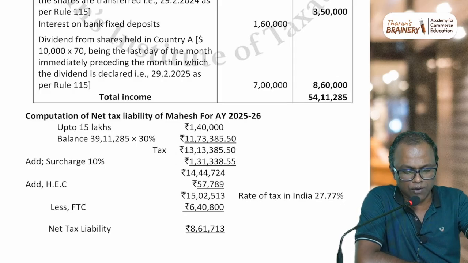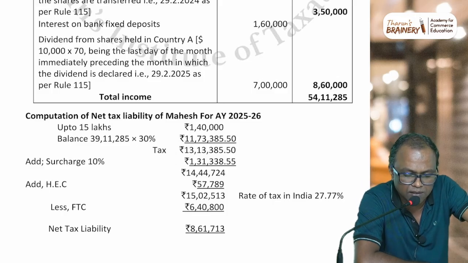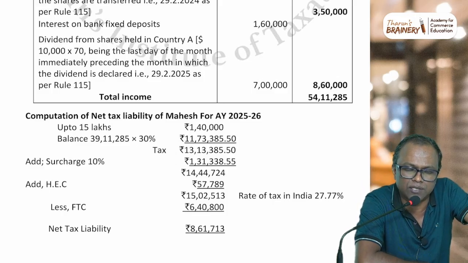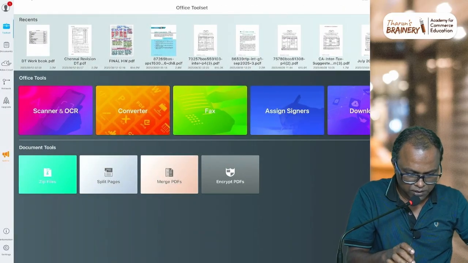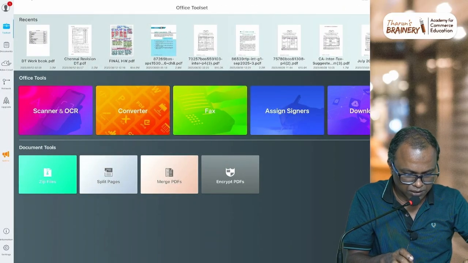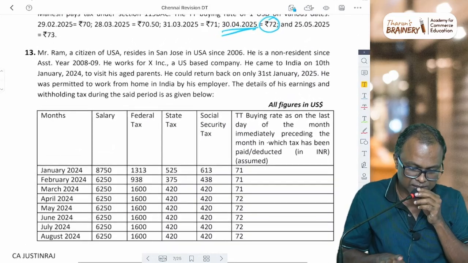The additional condition is that out of the last 10 years, he must be resident in India for 2 years, and in the last 7 years he should be in India for at least 730 days. So he will not satisfy those additional conditions. So his residential status will be resident but not ordinarily resident. That is the first point we have to keep in mind regarding residential status.